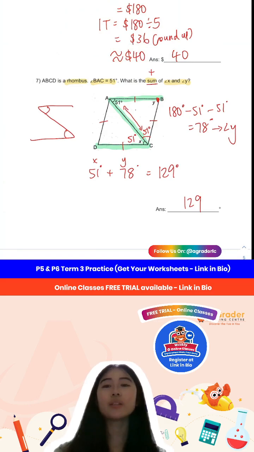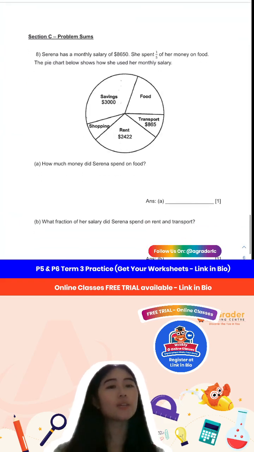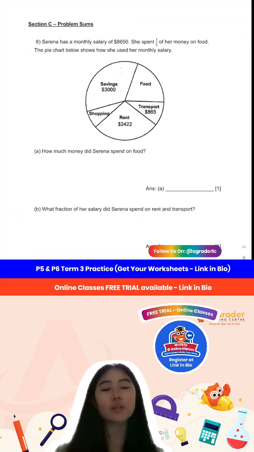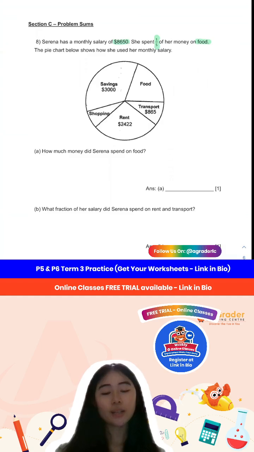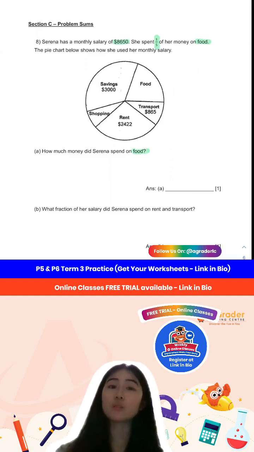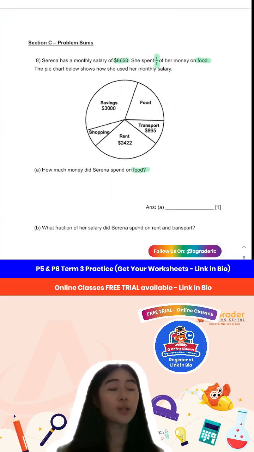Okay, let's move on. We are now at section C. Okay, so we have a pie chart question over here. I'm going to read it. Serena has a monthly salary of $8,650. She spends 1/5 of her money on food. So for part A, how much money did she spend on food? So let me know your answers. Okay, and again, because this is problem sum, you can use calculator for this. Ari, this is a P6 math.